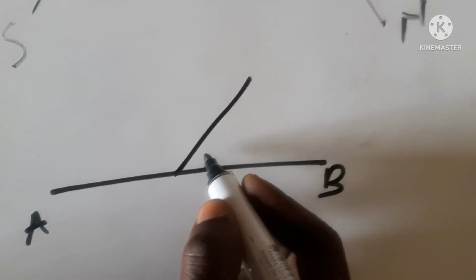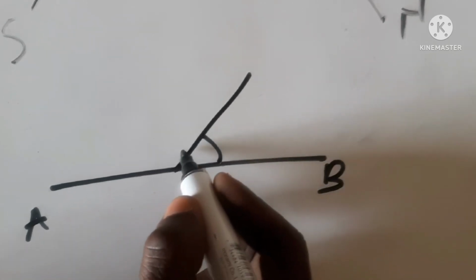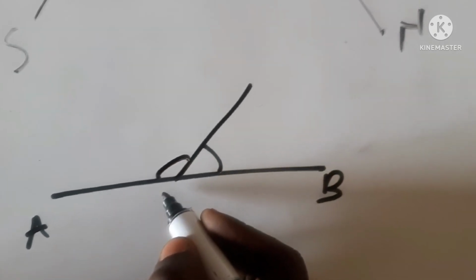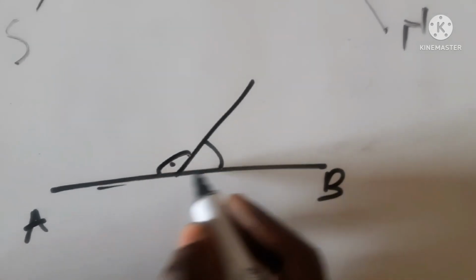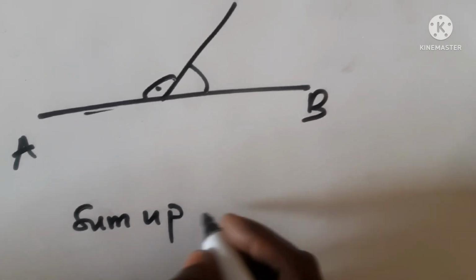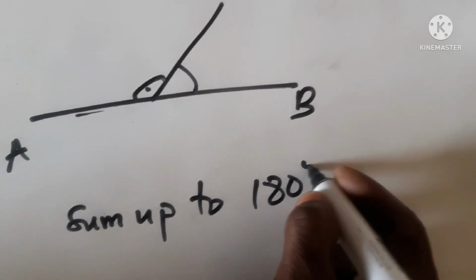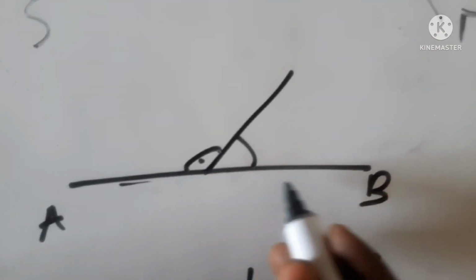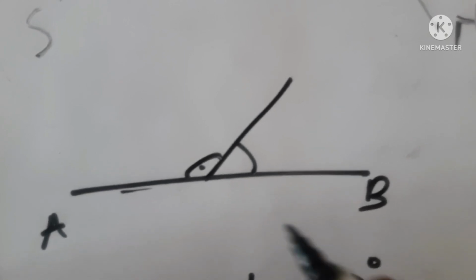For that reason, they are forming 2 different angles. So this is one angle here, this is also another angle. So the sum of the angles on a straight line, they all sum up to what? They all sum up to 180 degrees. Is that okay? If they are 10, they all sum up to 180. If they are 2, they sum up to 180.